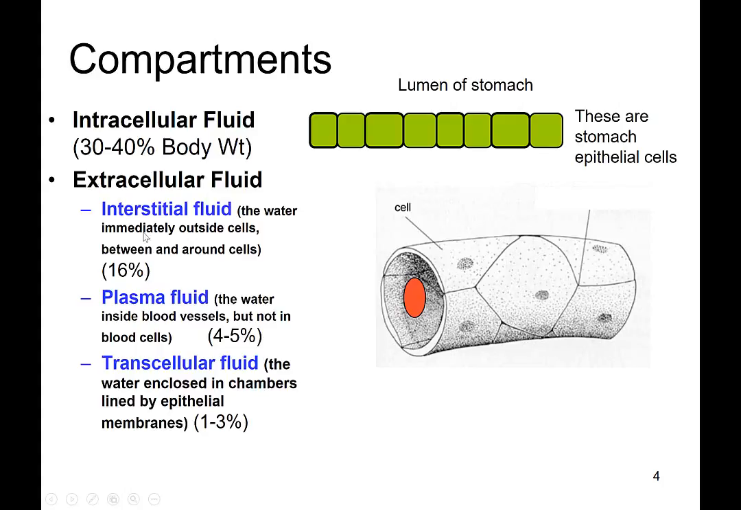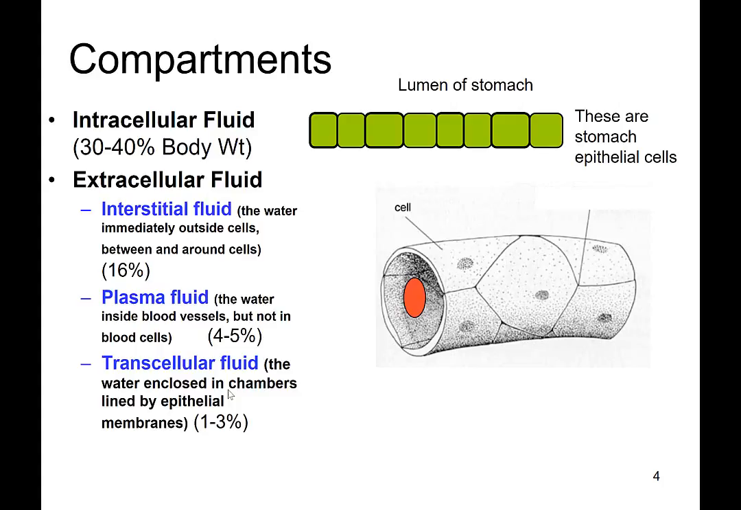And then we see transcellular fluid, which is the water that is found in chambers that are lined by epithelial lining. For example, your synovial joints. You can even think of transcellular fluid as the peritoneal fluid that's found in your peritoneal cavity.